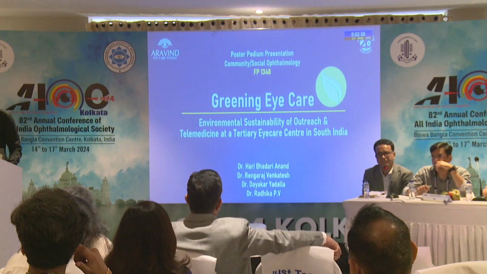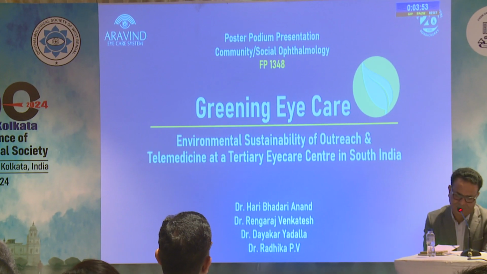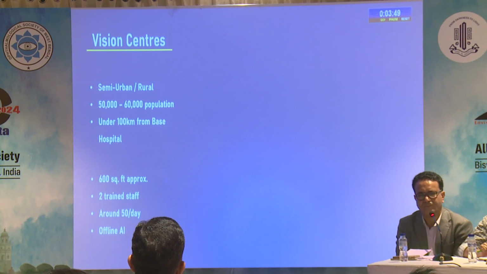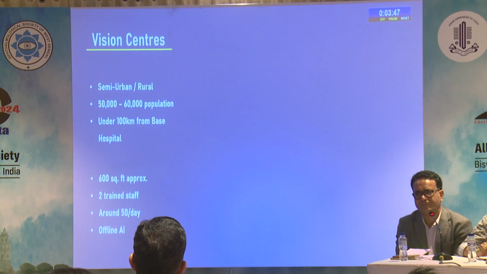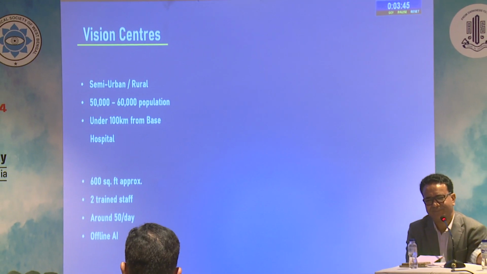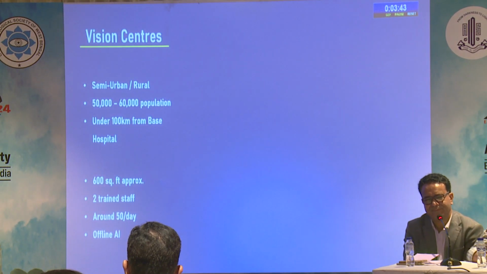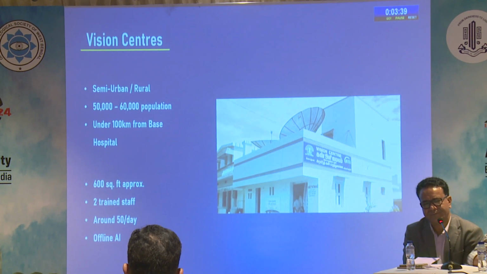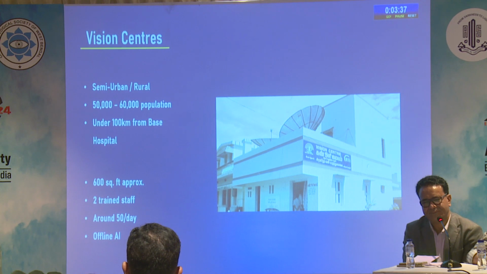Today I'll be talking about greening eye care, the environmental sustainability of outreach and telemedicine at our tertiary care center. So looking at vision centers, they are set up in semi-urban or rural population areas with a population of 50 to 60,000 and 100 kilometers from our tertiary care center, which is called a base hospital. They are a facility around 600 square feet in size with two trained staff seeing around 50 patients per day.